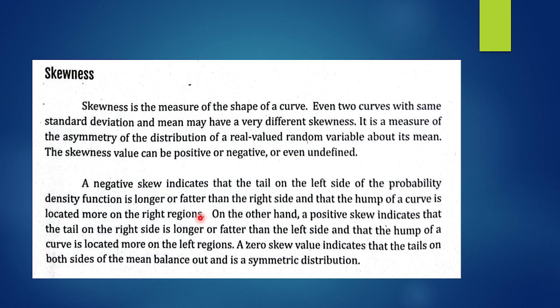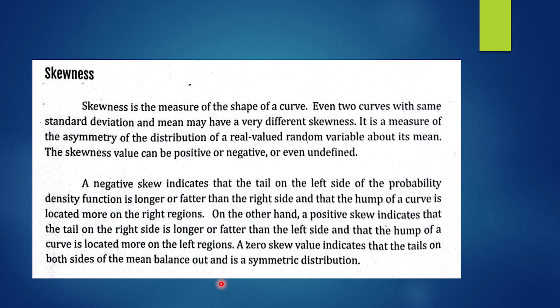A negative skew indicates that the tail on the left side of the probability density function is longer or fatter than the right side, and the hump of the curve is located more on the right region. Okay, take note of this one. And on the other hand, a positive skew indicates that the tail on the right side is longer or fatter than the left side, and that the hump of the curve is located more on the left region. So that is the positive skew.